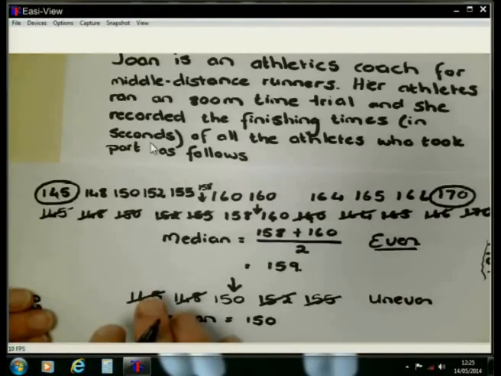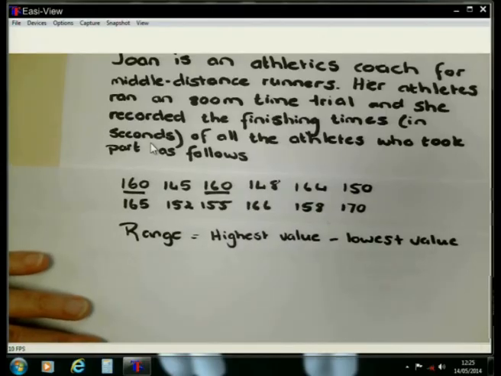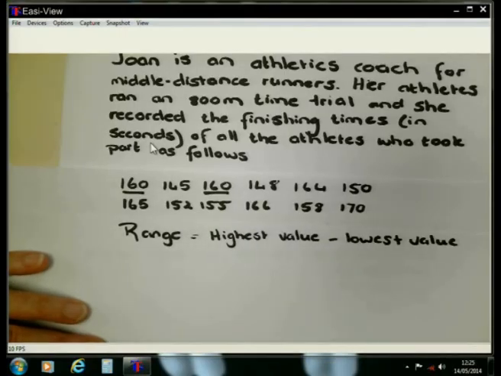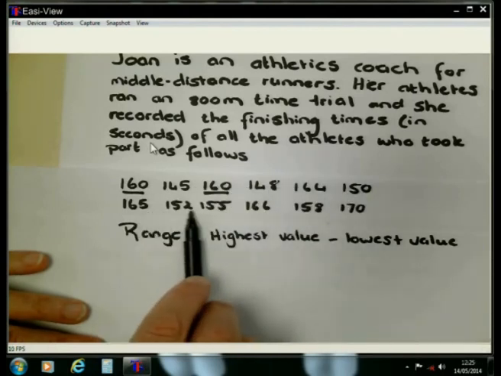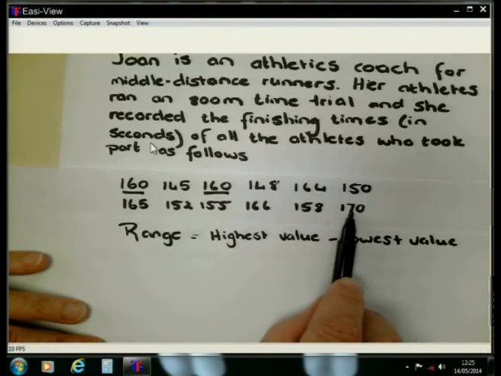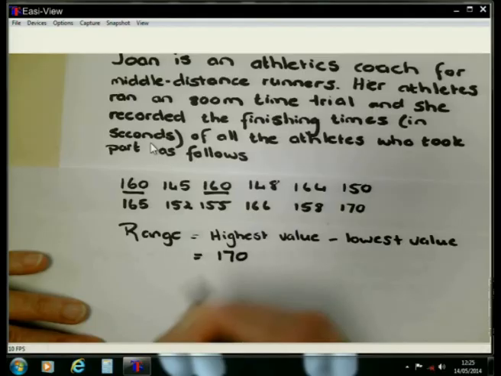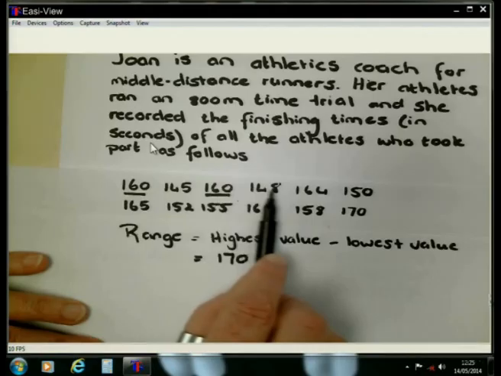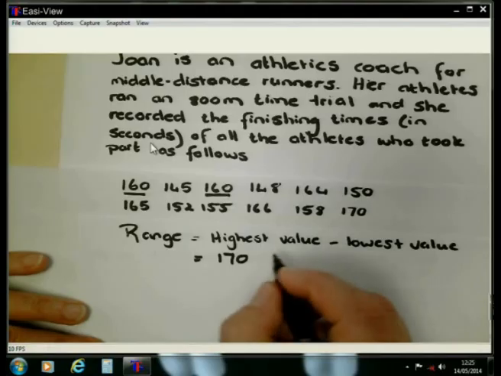Now, if you have arranged it, then you work with those arranged values. But you don't have to arrange it to get the range. You can simply also scrutinize to see what is the highest value that appears in the data set. And if you go and look through the numbers, you will see that the highest number that appears in the data set is 170. The lowest number that appears in the data set, if you go and scrutinize all of them, you will realize that it is 145.